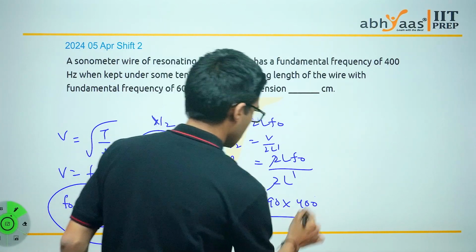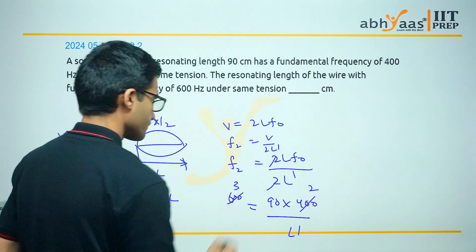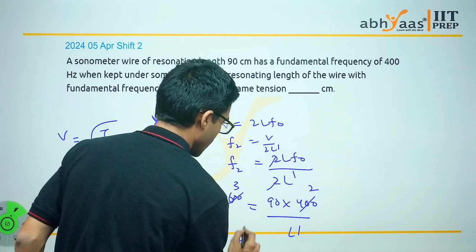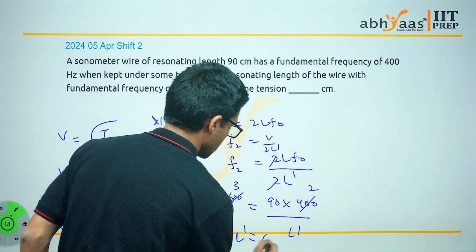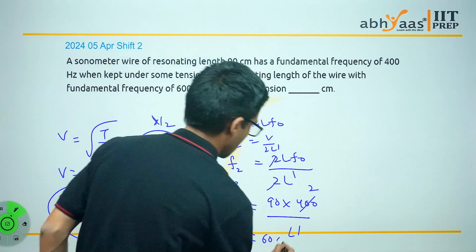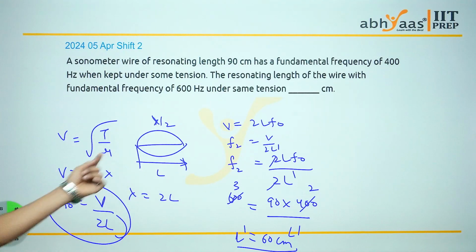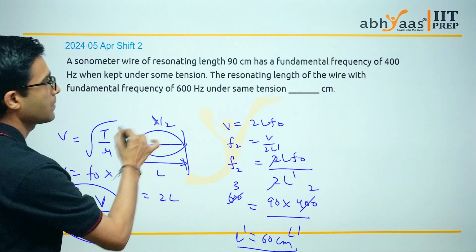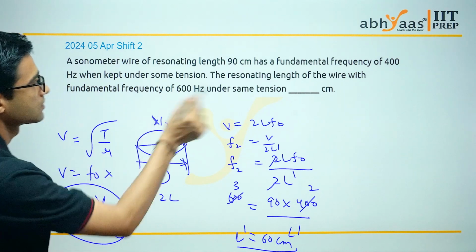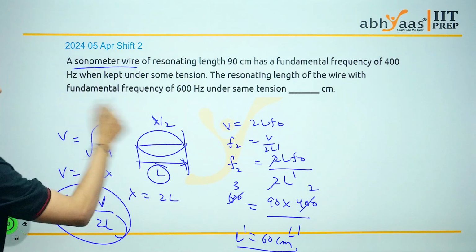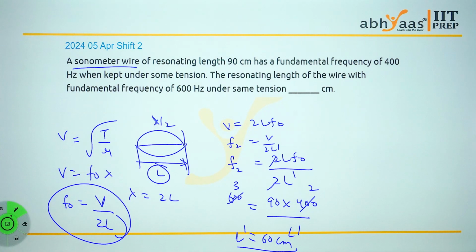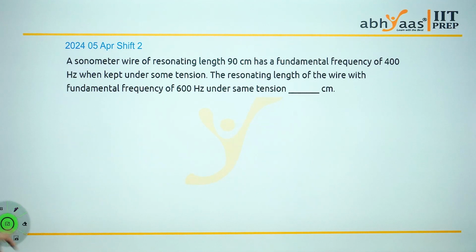This is 3, this is 2. So then L dash is equal to 180 by 3, that is 60. You will get 60 centimeters. This is the answer. Only thing, you need to understand how this came. Where lambda by 2 equals L, in this type of sonometer wire, which is open type. That's why we are getting it like this.